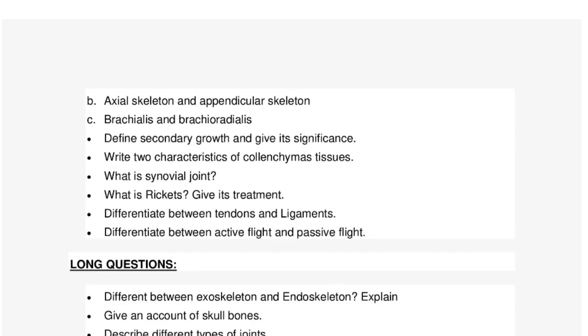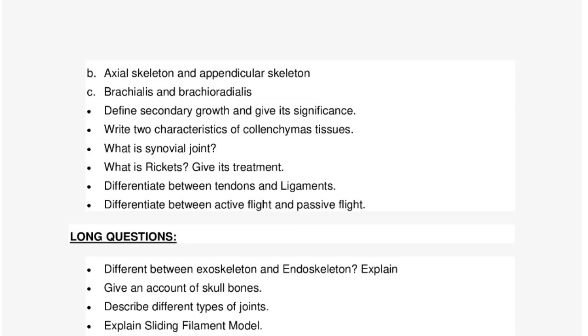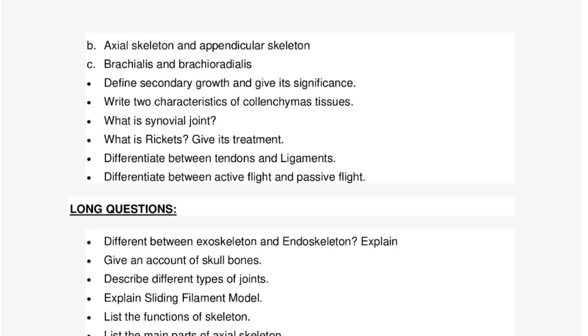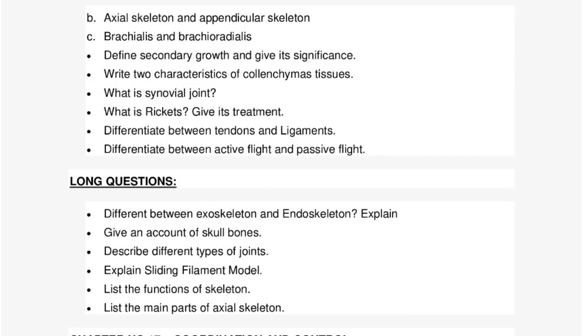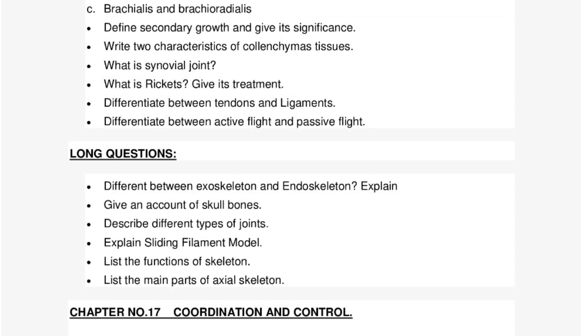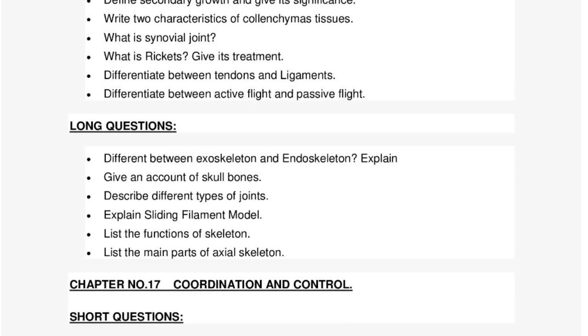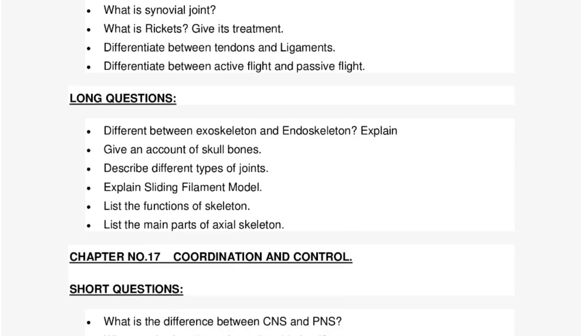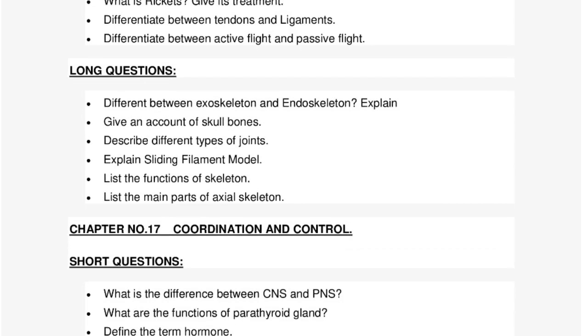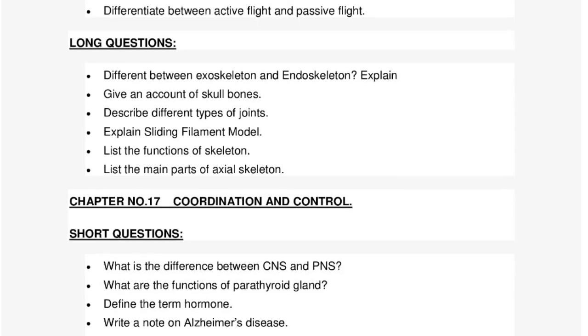Long questions. Differentiate between exoskeleton and endoskeleton. Explain. Give an account of skull bones. Describe different types of joints. Explain sliding filament model. List the functions of skeleton. List the main parts of axial skeleton.